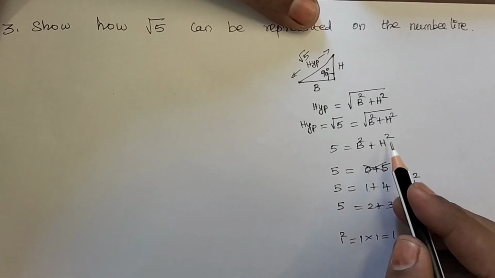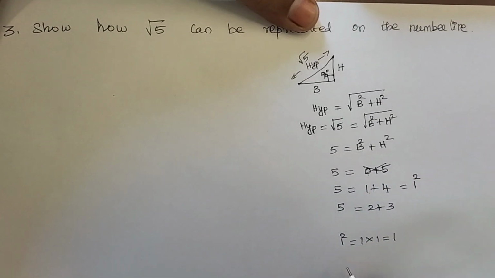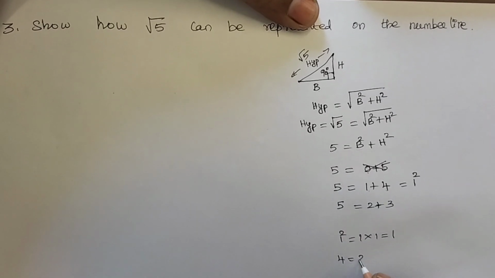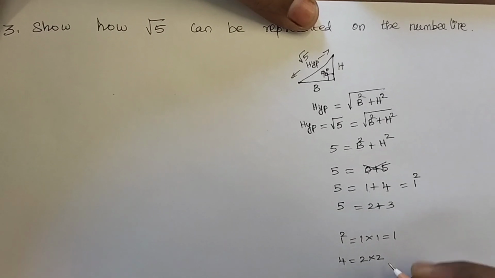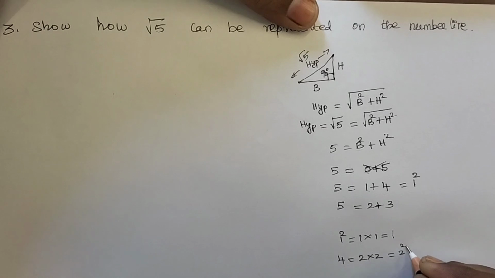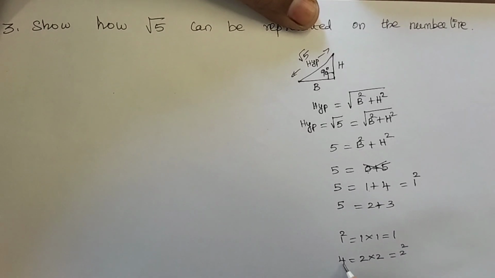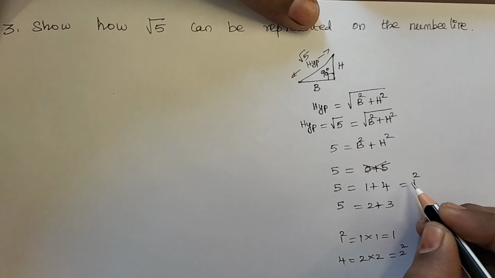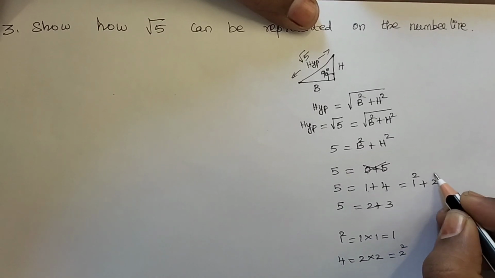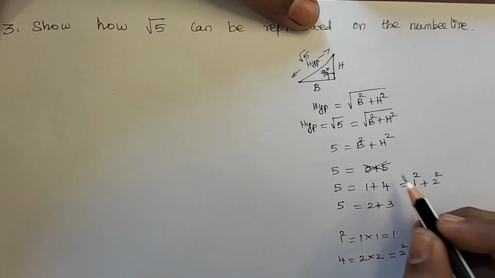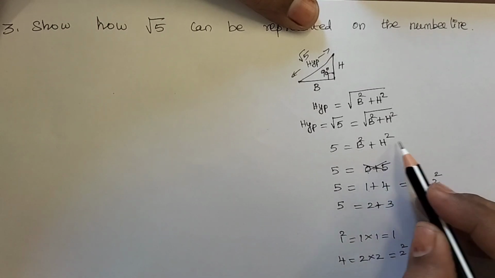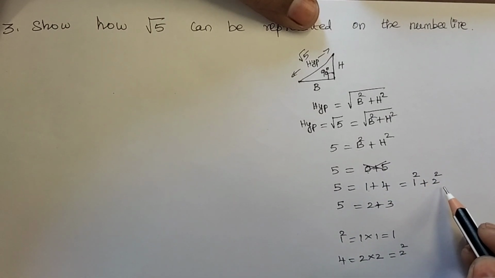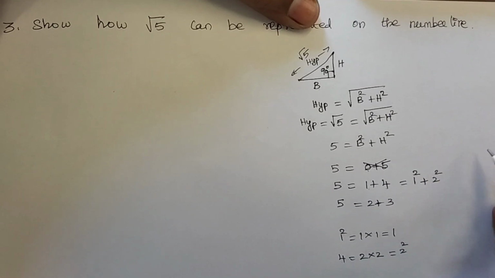This 4, how can I write as a square number? 4 is nothing but 2 into 2, which is nothing but 2 square. So I can write 4 as 2 square easily. Now I can compare b square as 1 square and h square as 2 square, and I can easily determine the b value and h value.